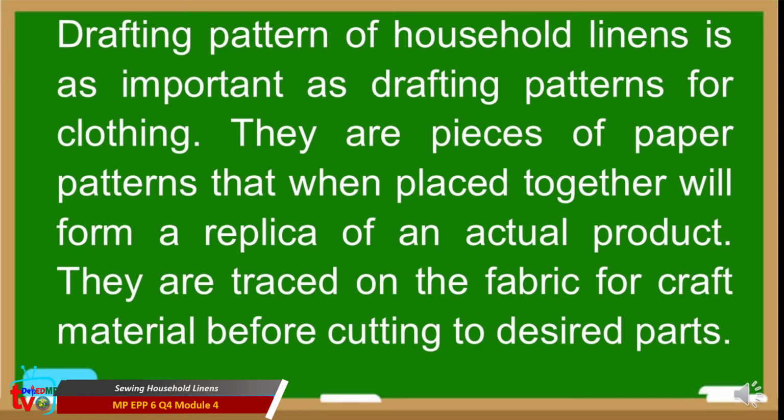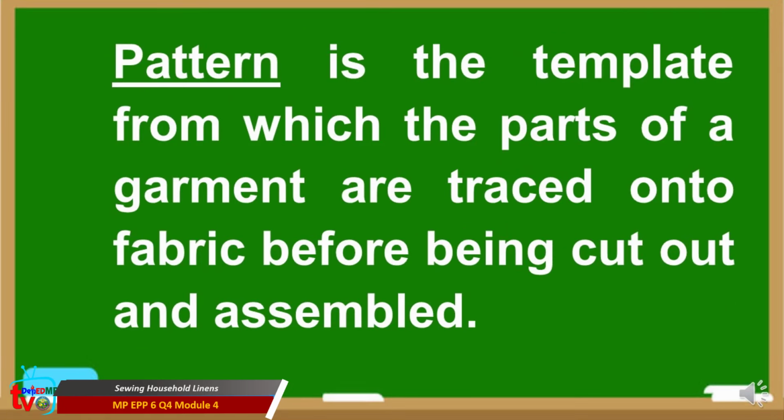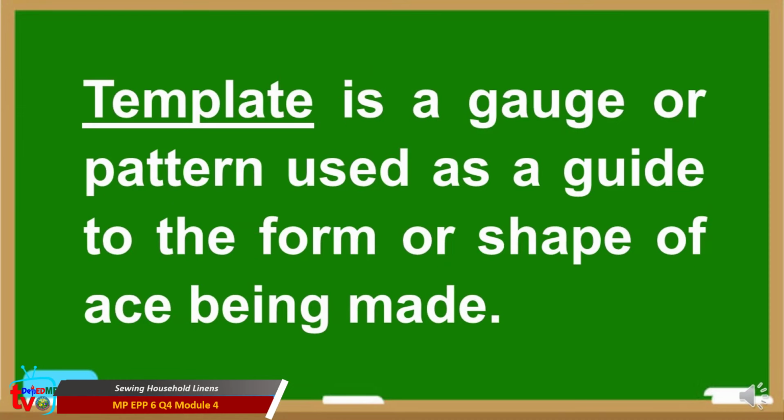Drafting pattern of household linens is as important as drafting patterns for clothing. They are pieces of paper patterns that when placed together will form a replica of an actual product. They are traced on the fabric for craft material before cutting to desired parts. Pattern is the template from which the parts of a garment are traced onto fabric before being cut out and assembled. Template is a gauge or pattern used as a guide to the form or shape of a product being made.